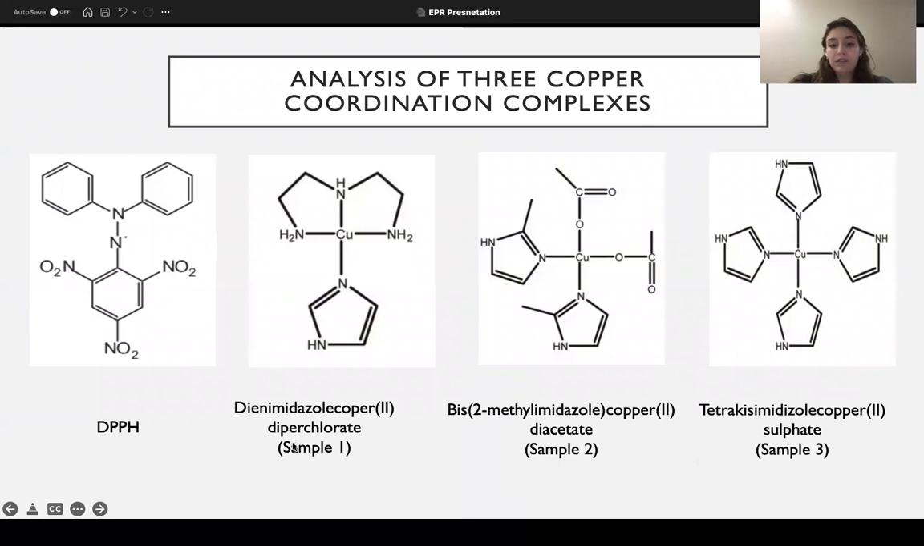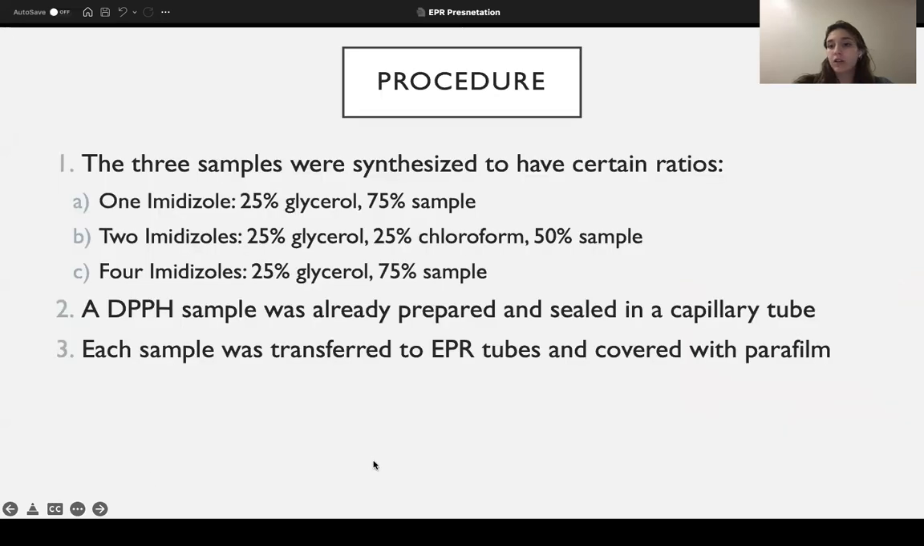These are the three samples that we analyzed: diimidazole copper(II) diperchlorate, bis-2-methylimidazole copper(II) diacetate, and tetrakisimidazole copper(II) sulfate. And these were all compared to DPPH, which was used in our calculations. Each of the three samples was synthesized with a certain ratio.